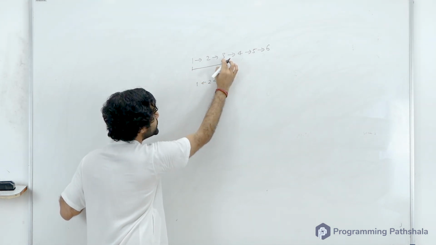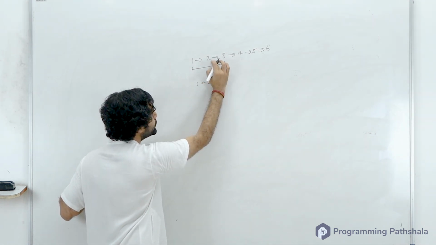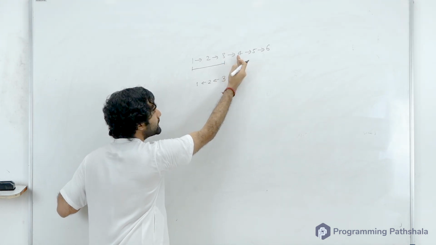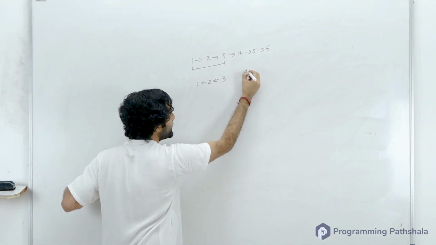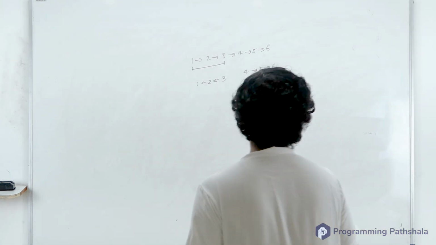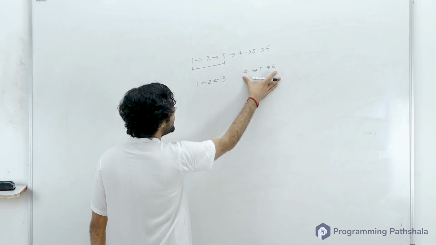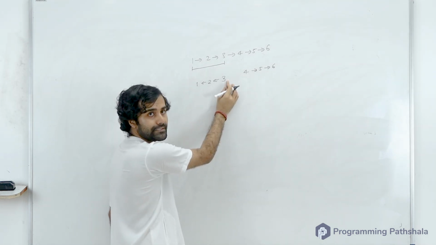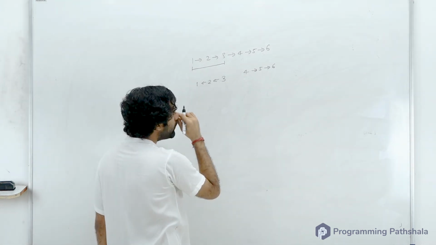And because now this 3 instead of pointing to 4 is pointing to 2, the remainder, which is 4, 5, 6, will be left alone, right? So it will look something like this. Now what you would want to do is you would want to reverse this part and connect it to this. Okay, so for that, what to do?